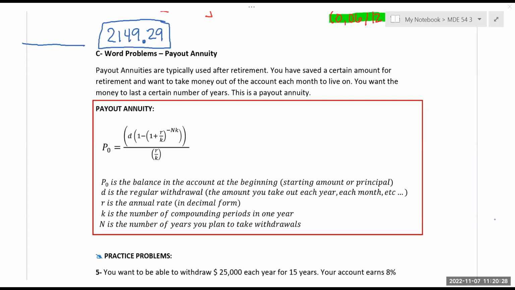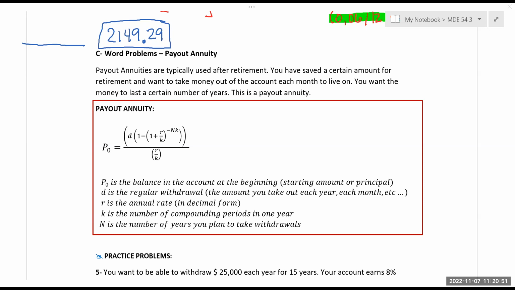Okay, we are still in MDE 54, day 20. We're in the finance unit, and this correlates with your homework 3 of your Math 154 as well, and it's payout annuity. So usually when you get some large sum of money, it could be from retirement that you've saved up for or whatnot, or it could be something really fun, like you won the lottery.